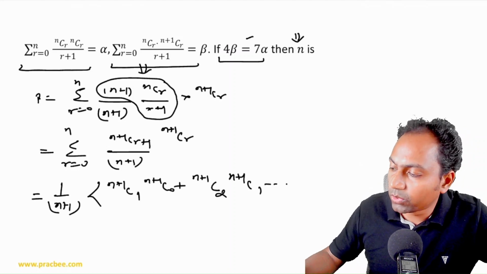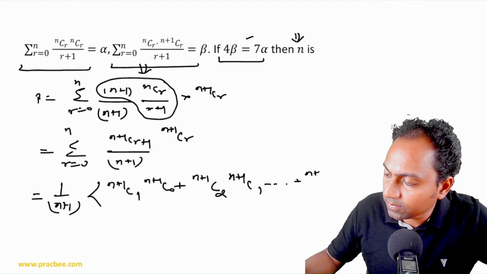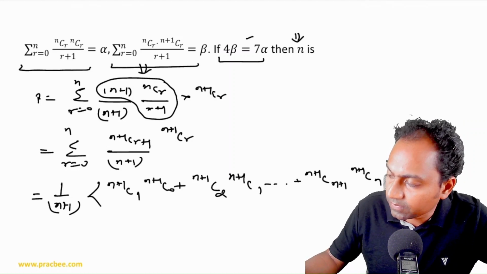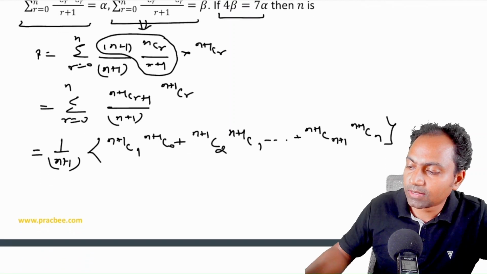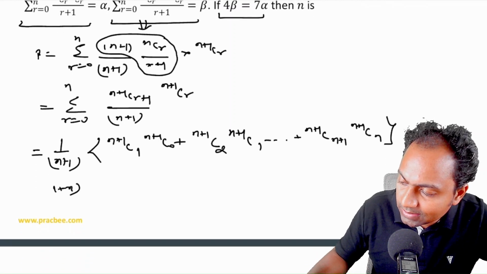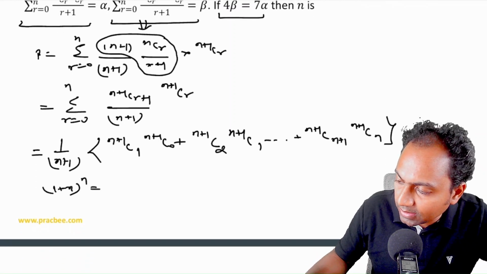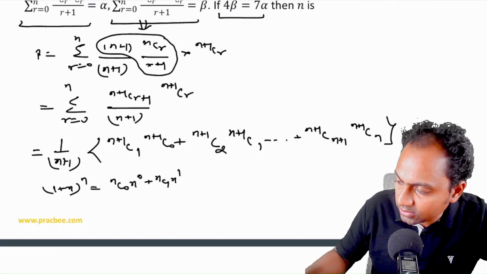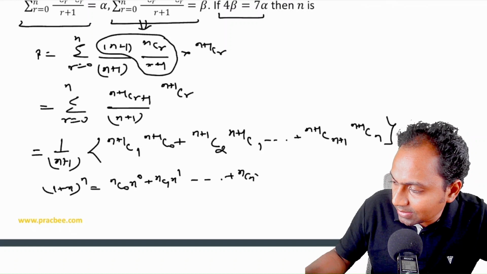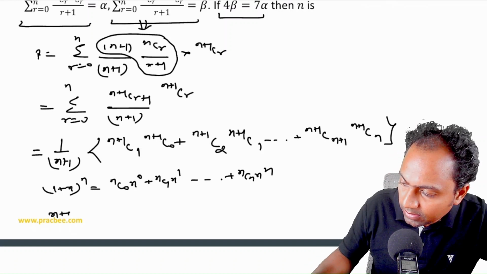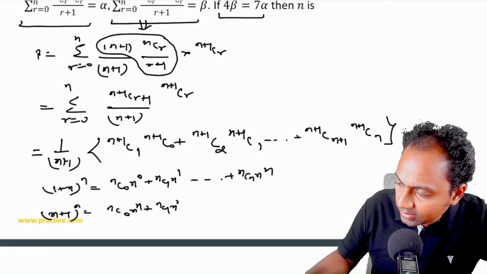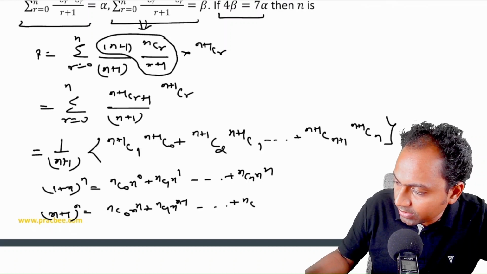And then it will go till the last term, that is n plus 1 C n plus 1 and n plus 1 Cn. So what is the result? If I take (1 plus x) raised to the power n, that is nothing but nC0 x raised to the power 0, nC1 x raised to the power 1, till nCn x raised to the power n. Reverse the order of terms. This is nC0 x raised to the power n, nC1 x raised to the power n minus 1, and go till the last term.